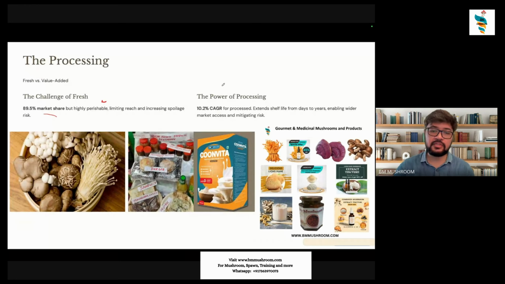Okay, the power of processing: we can see it has been growing at 10.2% CAGR for processed foods. We can extend mushroom shelf life by drying it, preserving it in powdered form. We can create tinctures, value added products like canning, brining. Then we can produce pickles, noodles, coffee, tea. So a lot of startups are also there now, looking at mushroom not just as a vegetable. They are processing it into more and more value enhanced products. They are making capsules, tinctures, extracts, a lot of supplements.